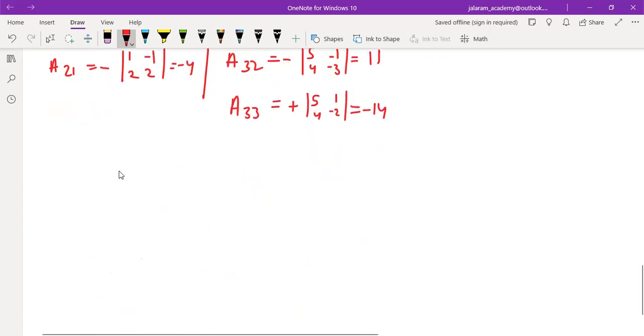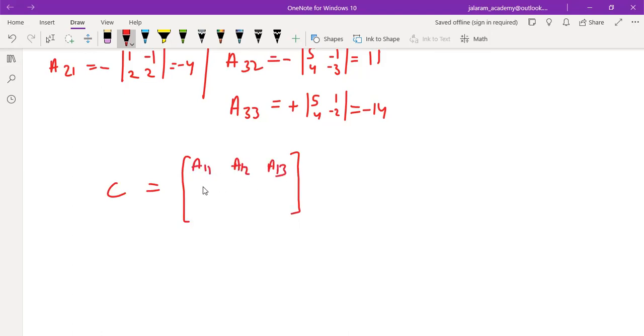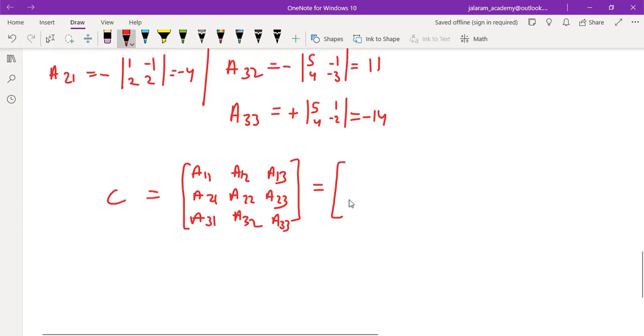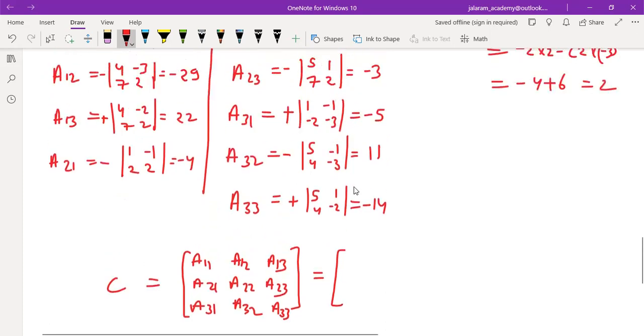Okay. Now we find the matrix C, which is the matrix formed by these cofactors. This is actually not the adjoint. This is an intermediate matrix only, which will be used to find the inverse, in which we need the adjoint of the matrix of order 3 cross 3.